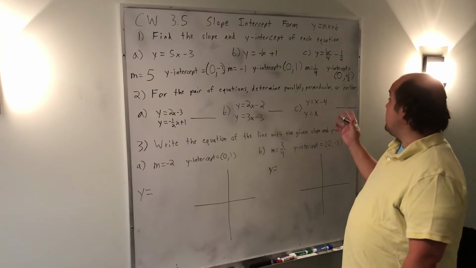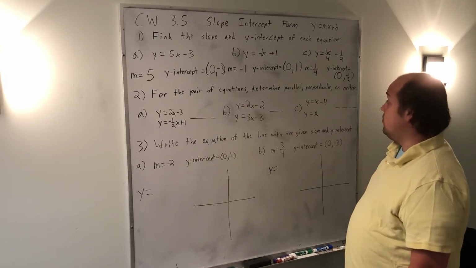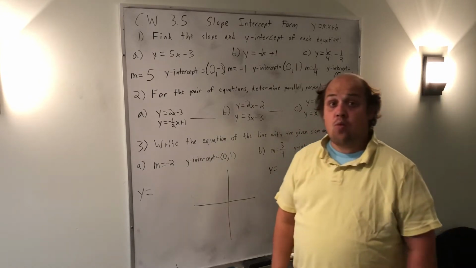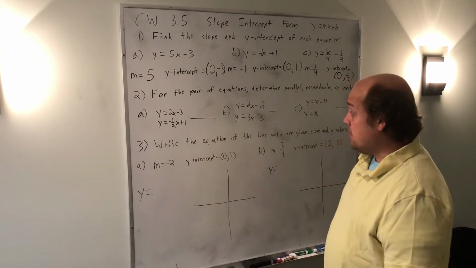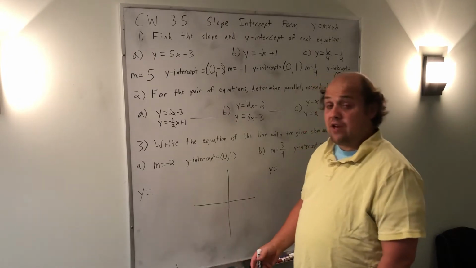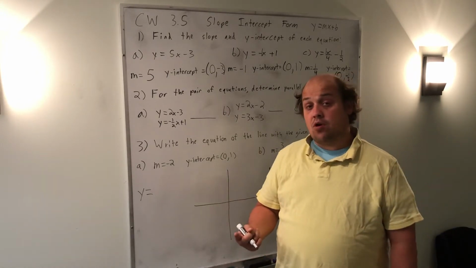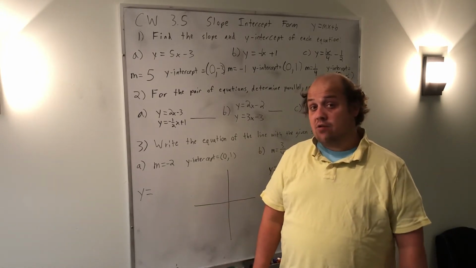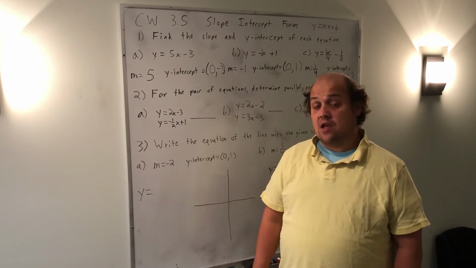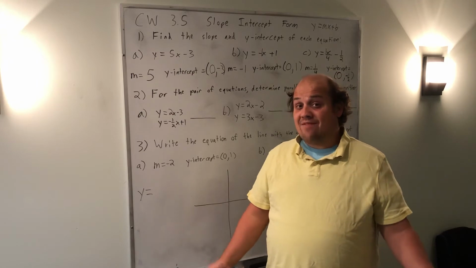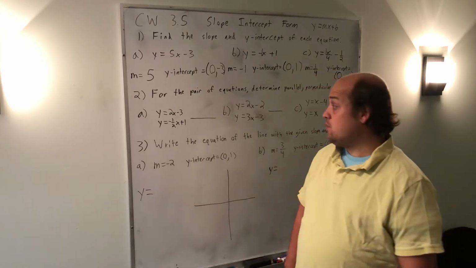For the pair of equations, determine parallel, perpendicular, or neither. When we're doing this, all we care about is the slopes. So we're going to be looking in front of the x term to see what the numbers are. Our choices are either they're the exact same number, in which case we say parallel. They're negative reciprocals of each other, in which case we say perpendicular. Or they have neither of those relationships, in which case we say neither.